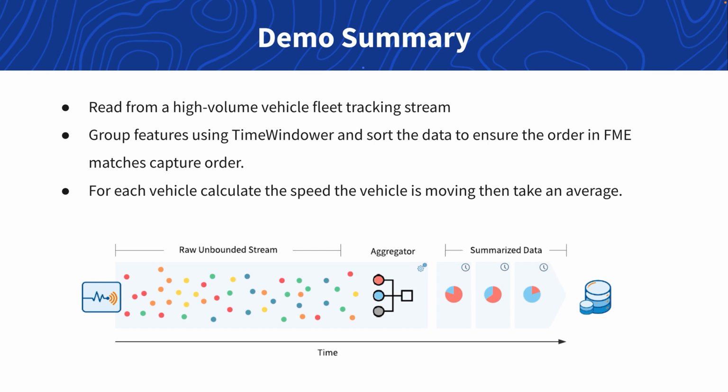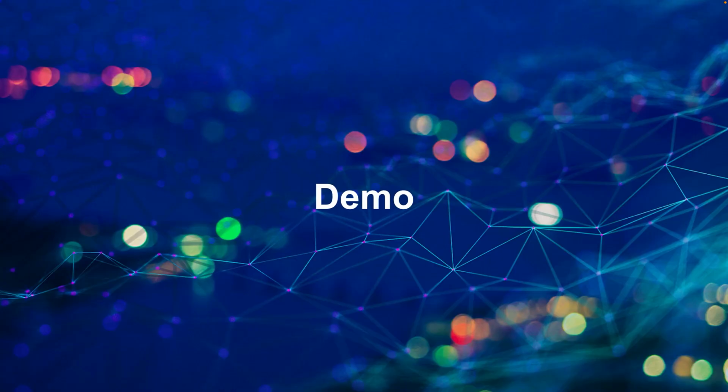In this demonstration, we calculate the average speed of vehicles in Vancouver during a simulated rush hour. We read from a Kafka endpoint, split the data into 90-second windows for processing, then for each vehicle in the window, calculate the average speed. This is all done in memory and results in a 30-fold reduction in the amount of data stored in the database compared to storing every GPS point. Let's take a look at the demo in FME Workbench now.